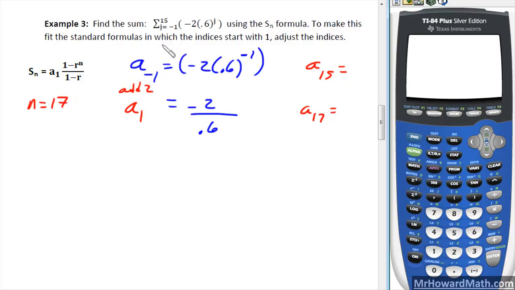Okay, because we have to make the adjustment to the indices. We're starting at -1 originally. We have to adjust that so that we start with 1. So we add 2 there, so we have to add 2 here. We're adding 2 to that number to get this n value.